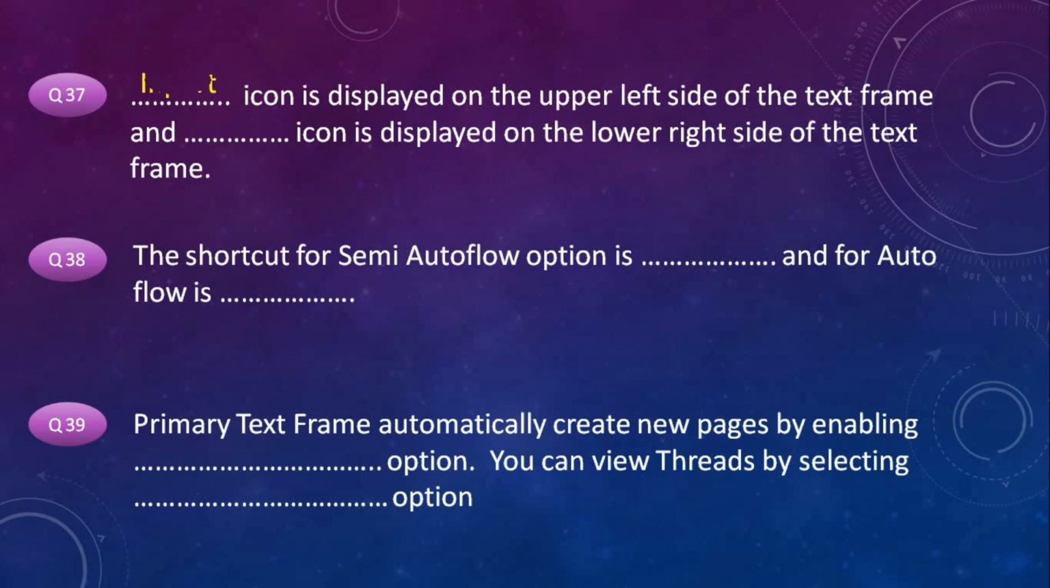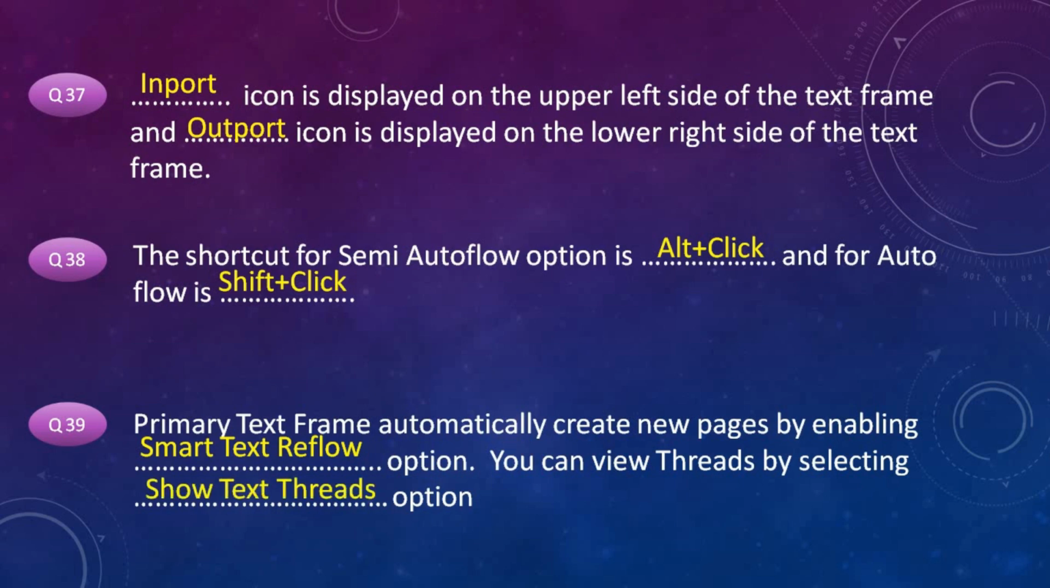The answer for these questions: input icon is displayed on the upper left side of the text frame and output icon is displayed at the lower side of the text frame. The shortcut key for semi-autoflow option is Alt-click and for autoflow is Shift-click. Primary text frame automatically create new pages by enabling Smart Text Reflow option. You can view threads by selecting Show Text Threads option.